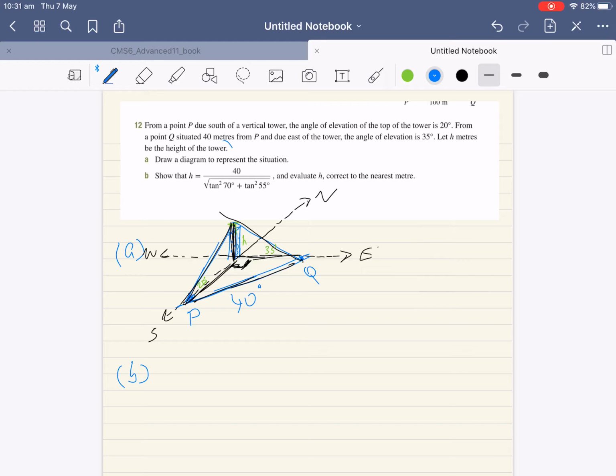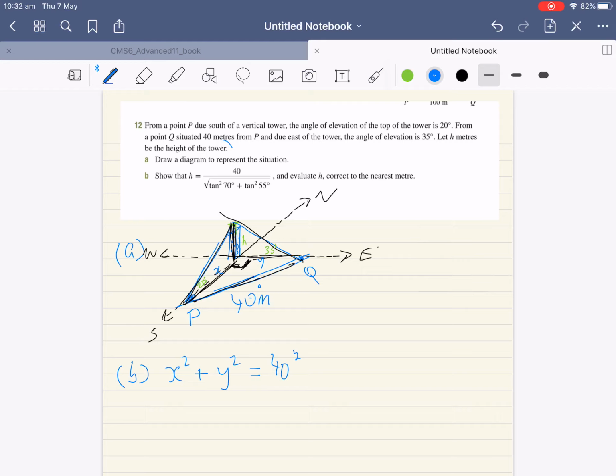If you look at the bottom triangle, it's a right-angled triangle. We've got the 40 meters. We don't know these side lengths here. I'm just going to call this one X and this one Y. All right, so for this bottom triangle, we've got Pythagoras' theorem. X squared plus Y squared is equal to 40 squared.